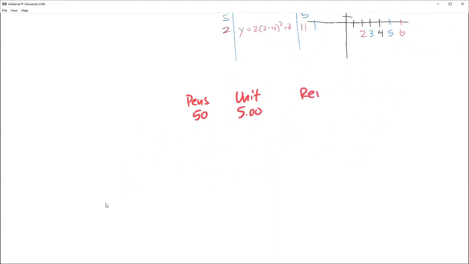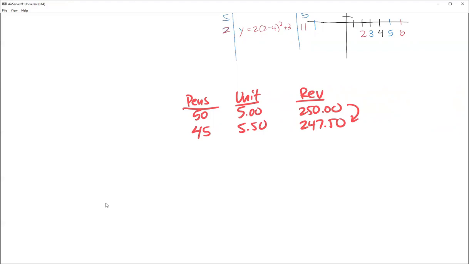Revenue is what? 50 times 5 is 250 on the revenue, right? If I sell 45 pens, if I sell fewer pens because I increase the price to $5.50, my revenue is what? $247.50, right? Yeah. So notice that the revenue goes down. So I have to go the other way.